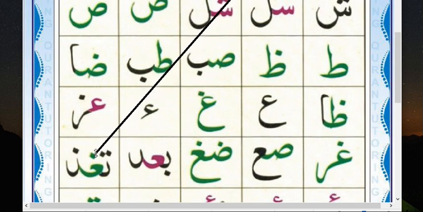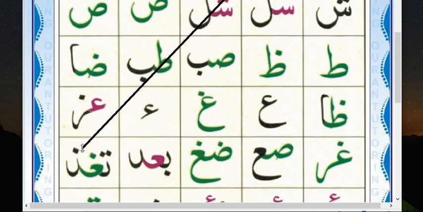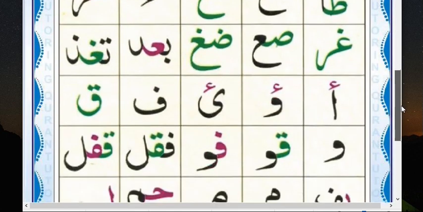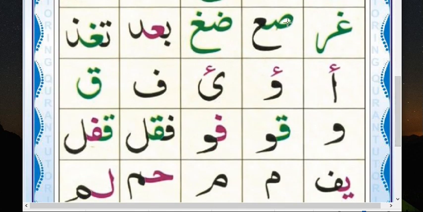Ta ghain dhal. Dhal is a soft letter. Dhal. Next. Hamza alif. You can also say Hamza in the shape of alif. Hamza waw. Hamza ya. Hamza in the shape of ya.